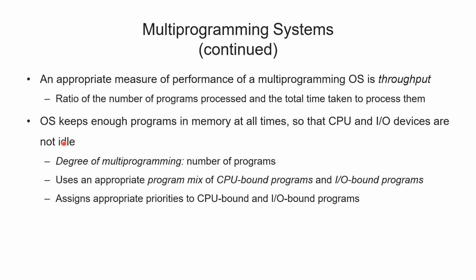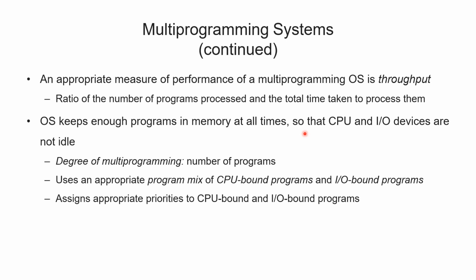The OS keeps enough programs in memory at all times. Because multiple programs exist in memory, one program executes on the CPU while another executes IO operations. At any time multiple programs are present in the memory, so that the CPU and the IO devices are not idle. It will execute any one of the programs. That is called the degree of multiprogramming.